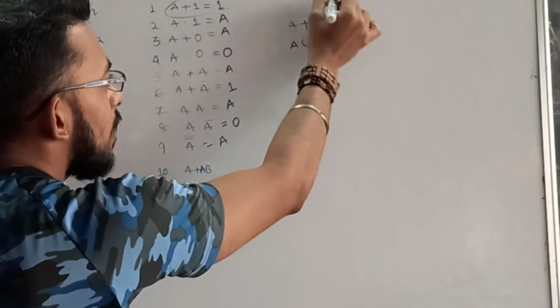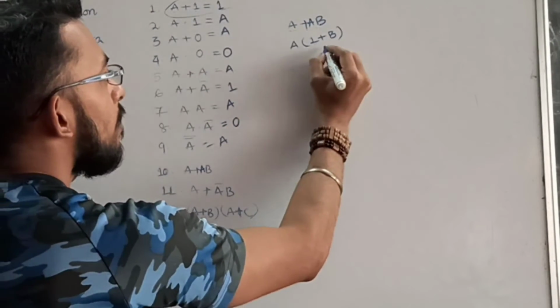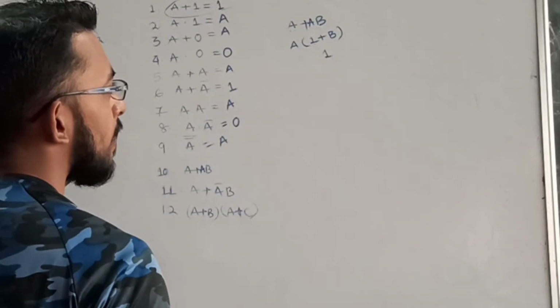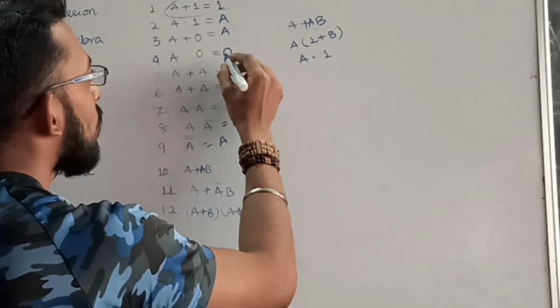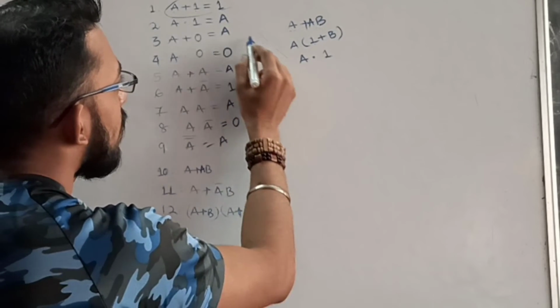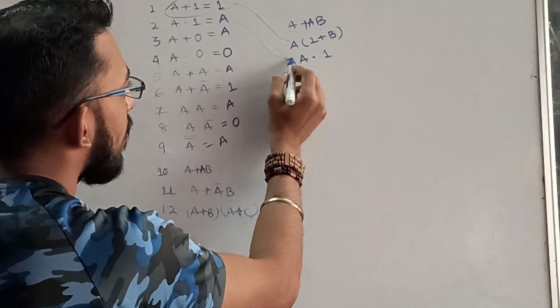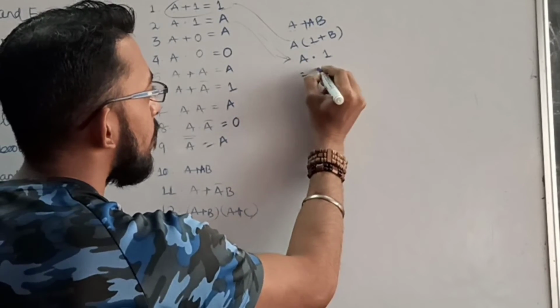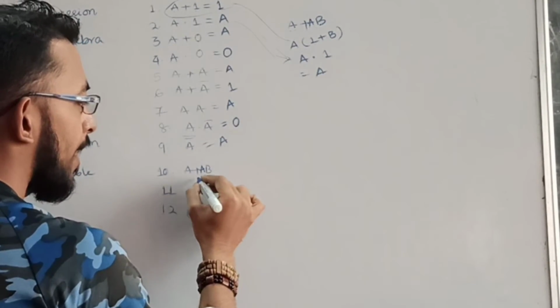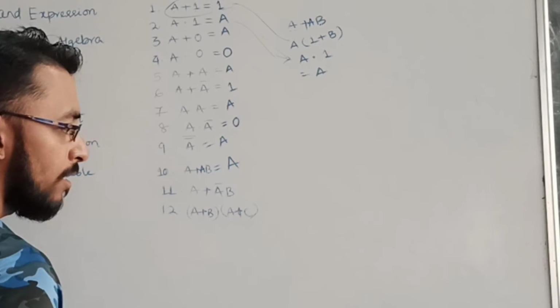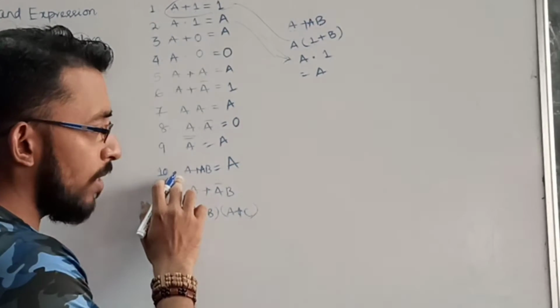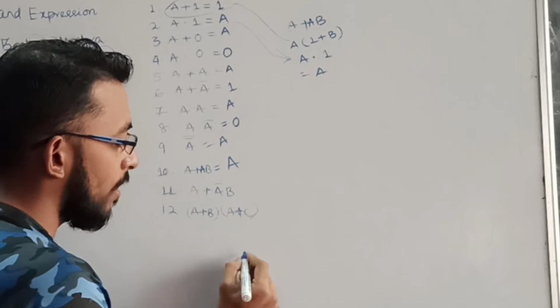Now, using the first property, 1 plus B will give me a value 1. Because this is the first property, A plus 1 plus B is nothing but 1. Now, A dot 1. Now, I am going to use the second property. Here I applied the first property, here I am going to use the second property. A dot 1 means it will give me value A. It means A plus AB will give me a value A. Remember, this is one important property we are going to use everywhere.